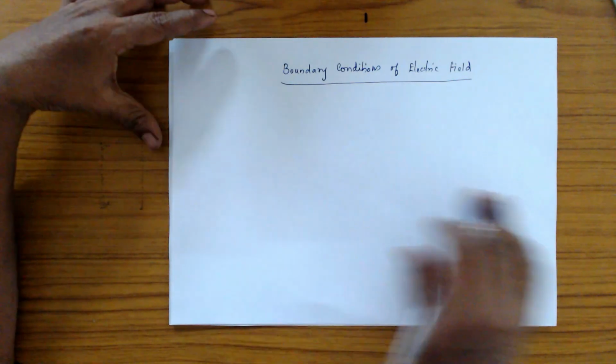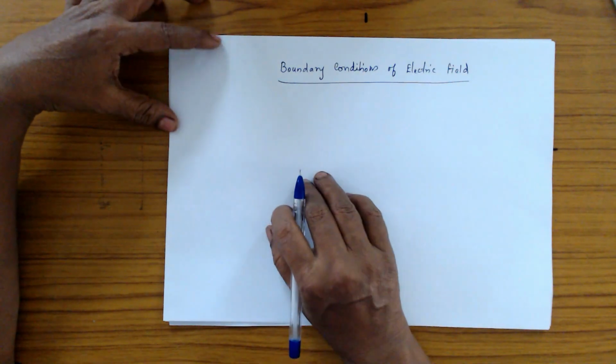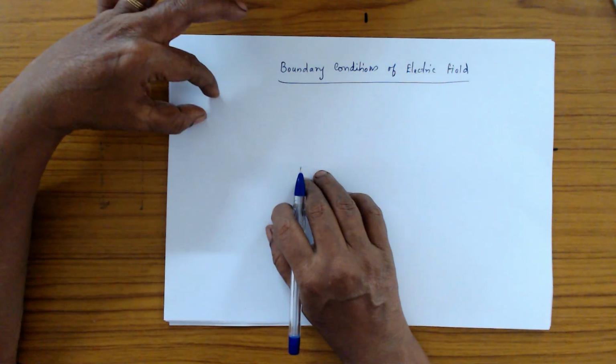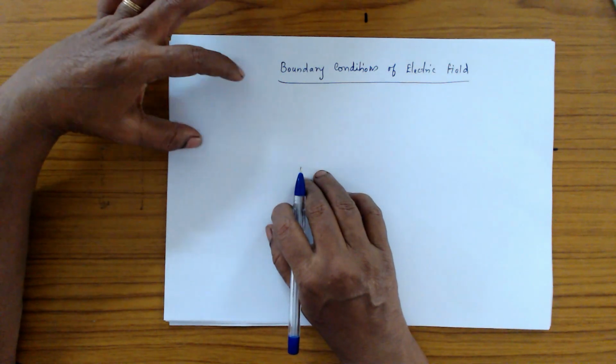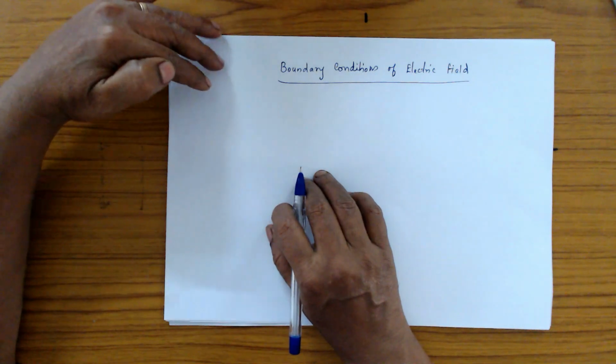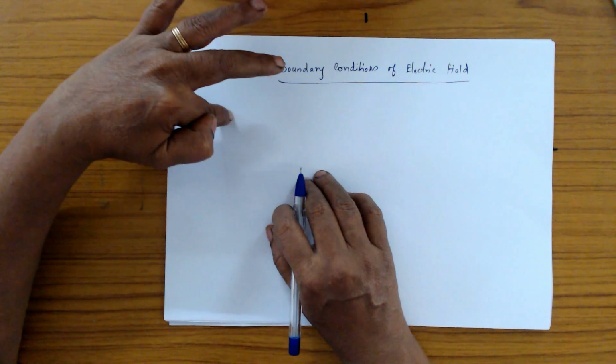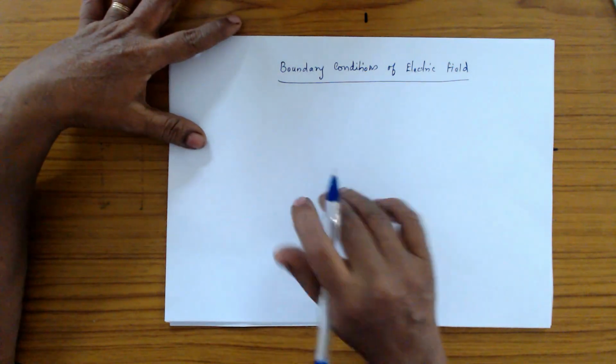So why we need to analyze this is, if there is any interface in an electric field, the conditions of the electric field get varied. So the conditions of the electric field at the interface, we call them boundary conditions.